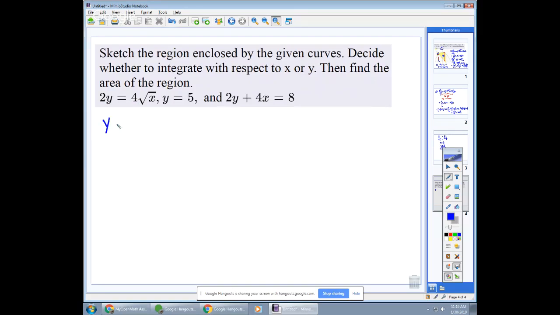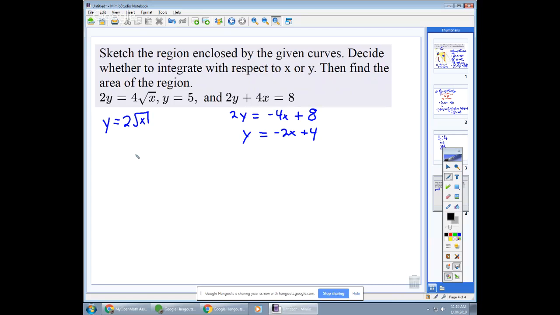So that would be y equals 2 goes into 4 twice, the square root of x. And then let's see, this one I think I'll solve. So 2y equals negative 4x plus 8, so y is equal to negative 2x plus 4. And y equals 5. So I'm going to take our chance at drawing this by hand.